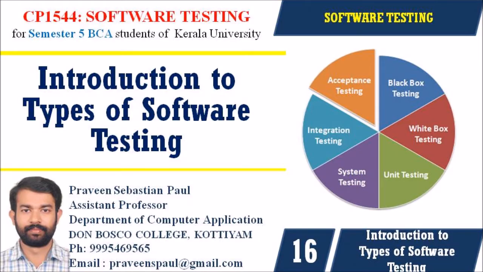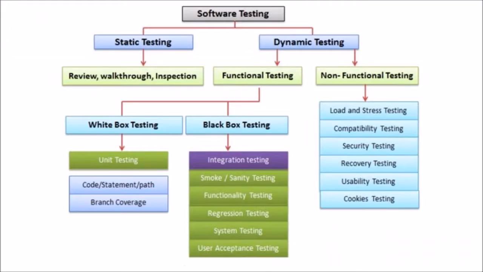In this lecture we are discussing the different types of software testing. The software testing type is a classification of different testing activities based on categories, each having a defined test objective, test strategy and test deliverables.